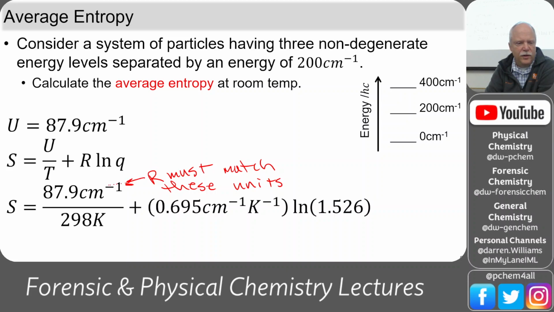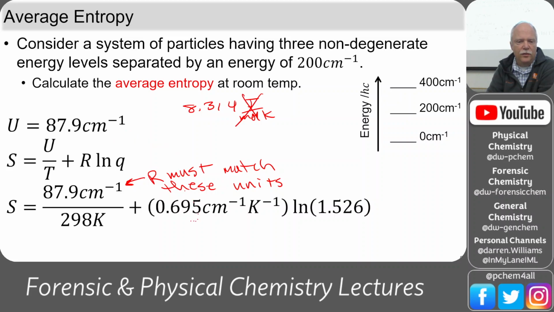So in this case, we've got an internal energy of 87.9 wave numbers. And then we're going to divide by Kelvin. So we need to match these two. And so R must match those units. So we would not use 8.31 for joules per mole Kelvin, because those are the wrong units.